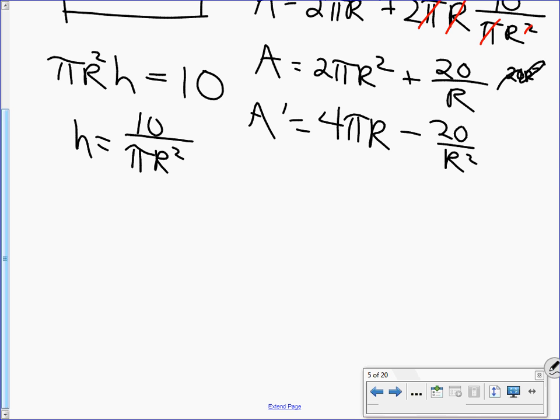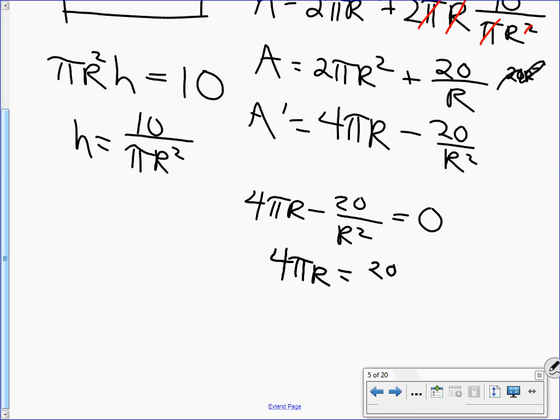Now we want to set the derivative equal to 0, right? We're going to set 4 pi r minus 20 over r squared equal to 0, because we're interested in knowing where the slope equals 0. It doesn't matter whether we're looking for a max or a min, we do the same thing. We got a positive term and a negative term. Move the negative one over there, so we have 4 pi r equals 20 over r squared.